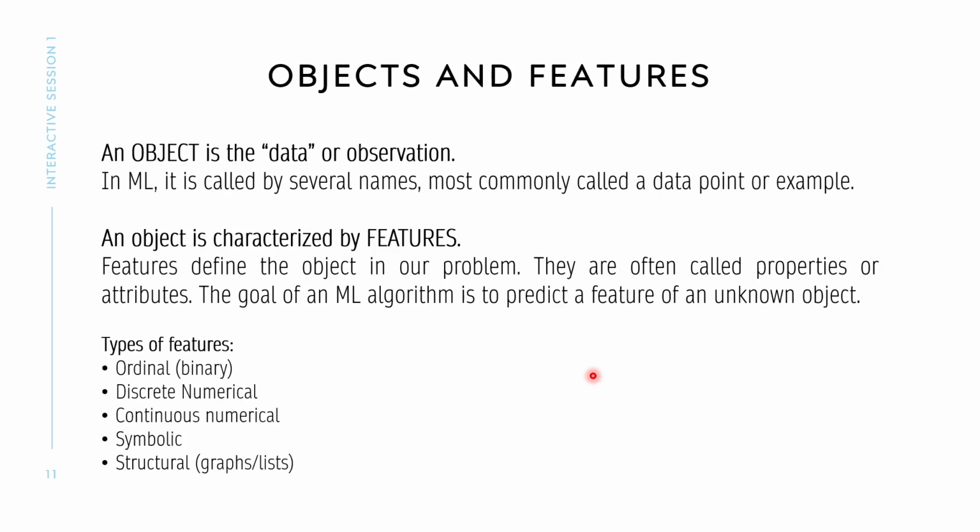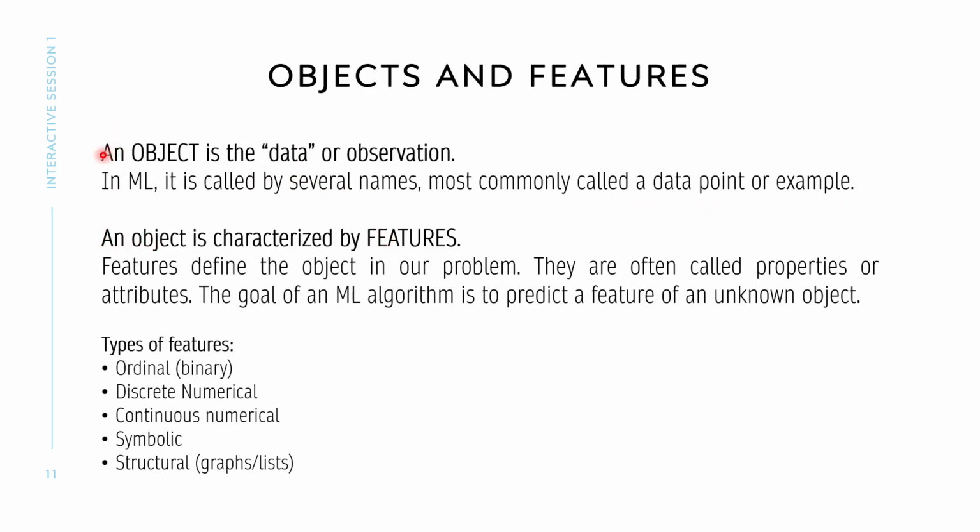So okay, I've been talking about these machine learning models, but how can we actually start training or working with machine learning models? So the first two things that we need to know are objects and features. So the object is the data or the observation. In machine learning terminology, it is often called a data point or an example or a training example, or you will hear multiple names, but most commonly, I think it is called data or an example.